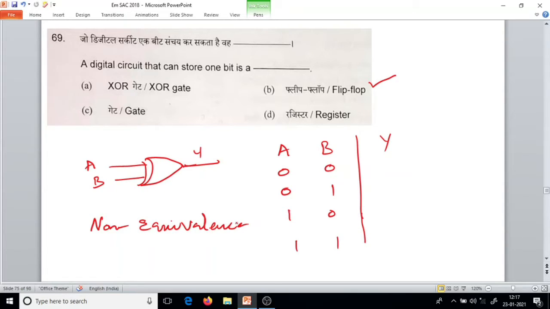To check non-equivalence, that means whenever inputs are different, we will get output as high. Otherwise, it will be 0. A register. Register is a combination of flip-flops. In the register, we can store bytes or nibbles depending on how many flip-flops are used to make a register.